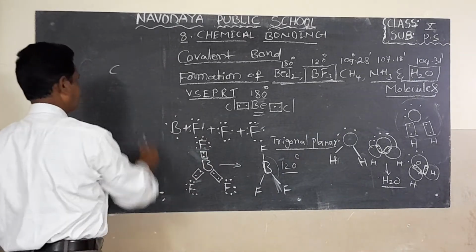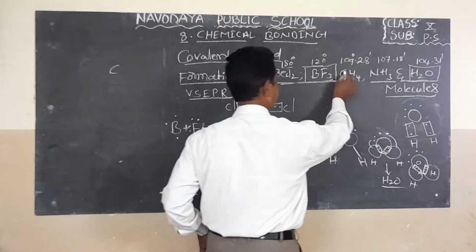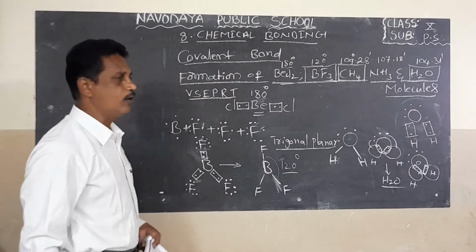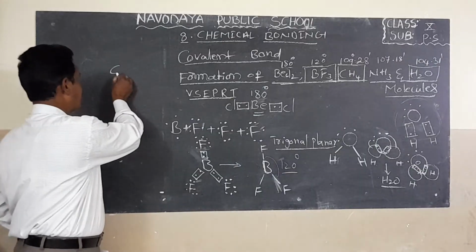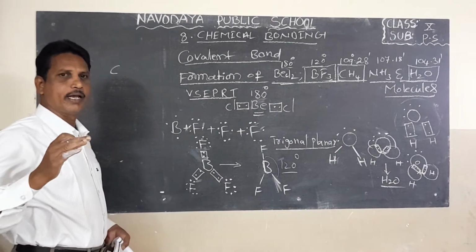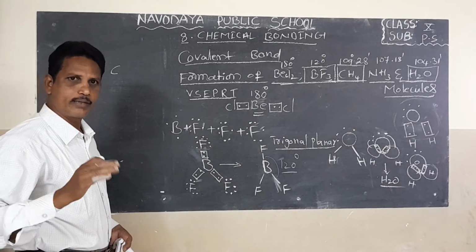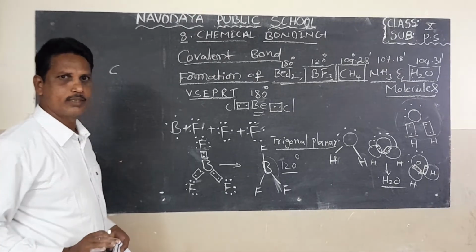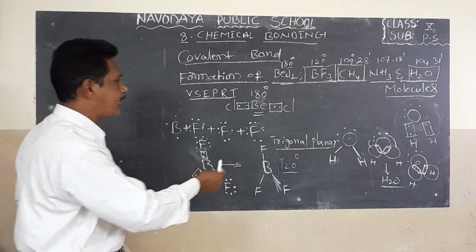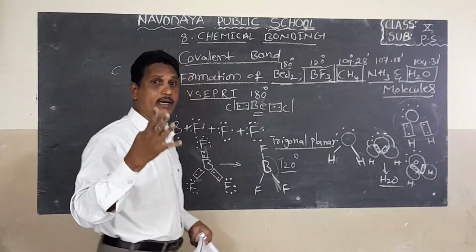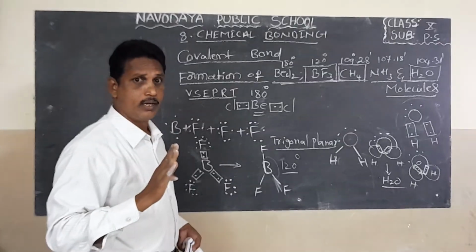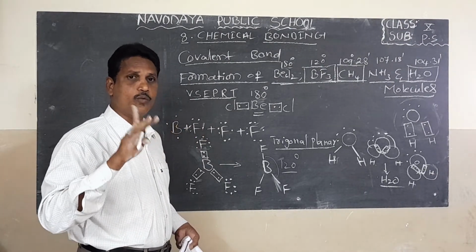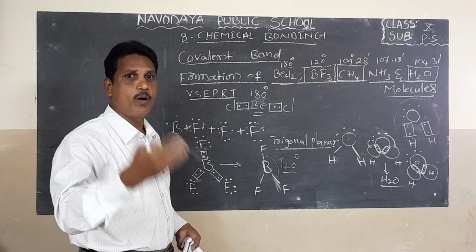methane. The formula of methane is CH4. The atomic number of carbon is 6. Its electronic configuration is 2, 4. There are 4 valence electrons present in the carbon atom. Each of the 4 hydrogen atoms contributes one electron per covalent bond formation.